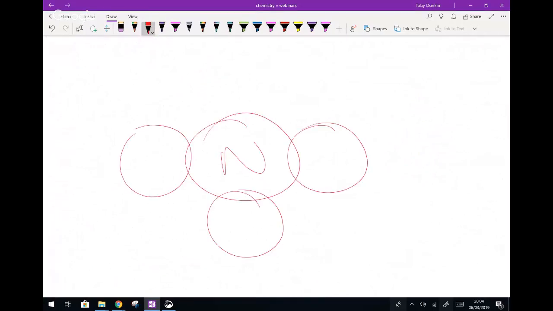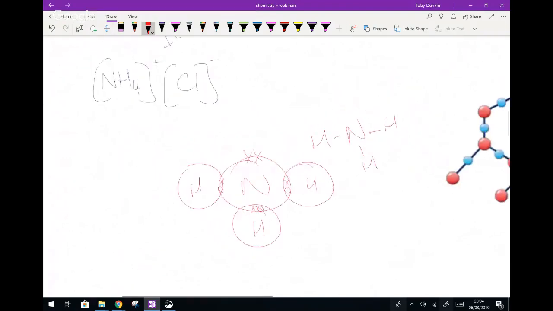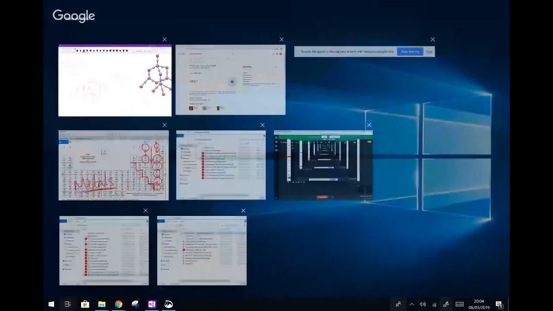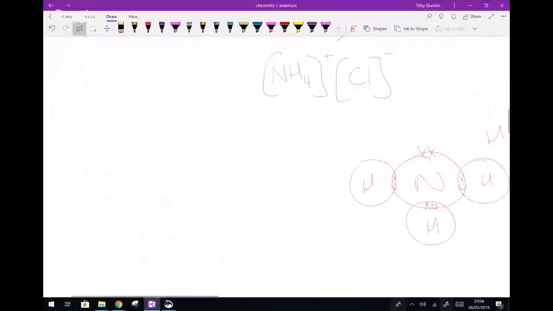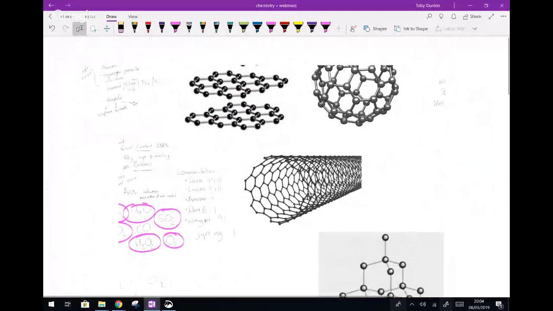NH3. I've skipped a step. NH3. Don't ever skip it. Nitrogen makes 3. Hydrogen makes 1. Dot, cross, dot, cross, dot, cross. The hydrogens are all happy, but nitrogen is not. We've got to add the lone pair on top. They do that a lot. So there's ammonia.